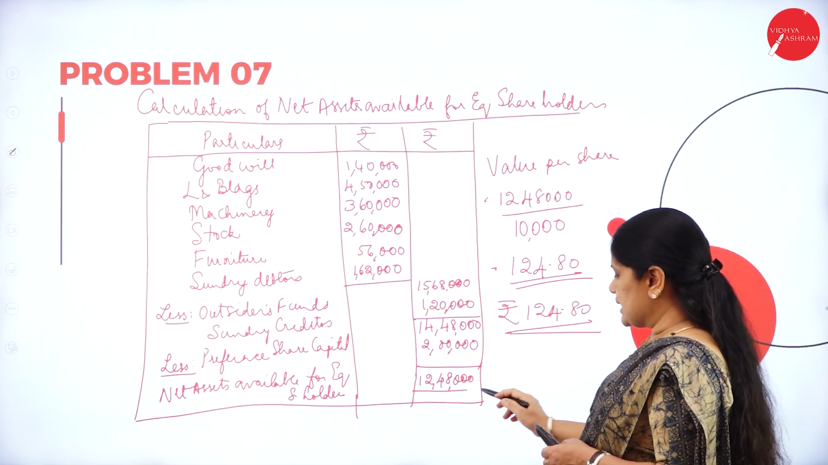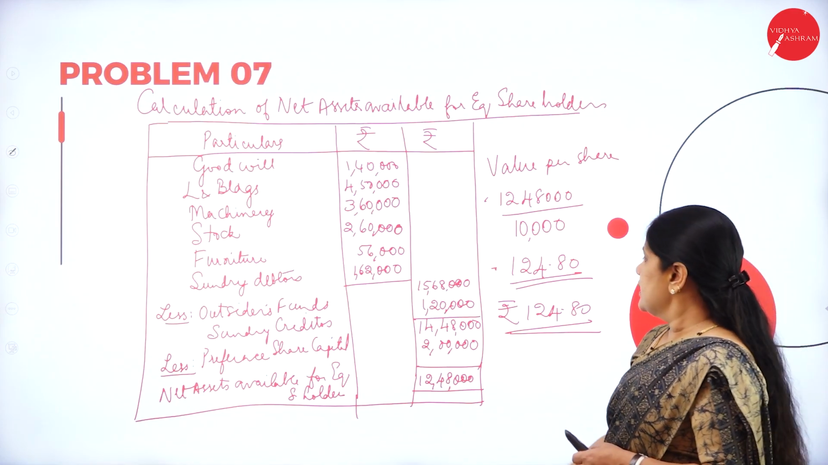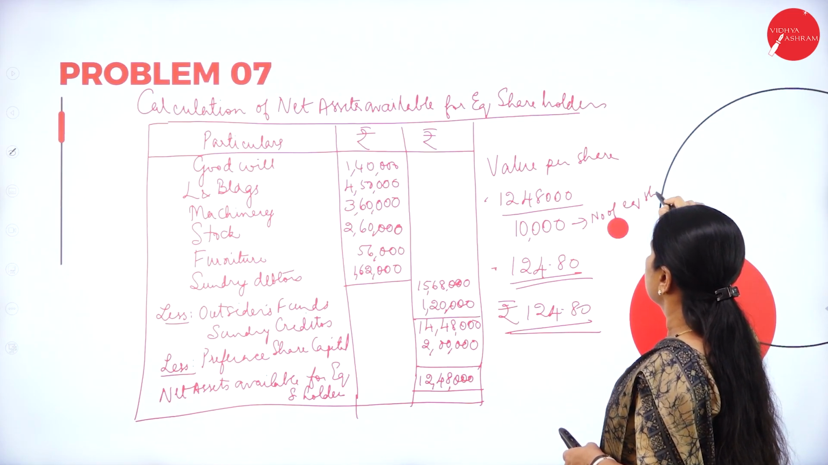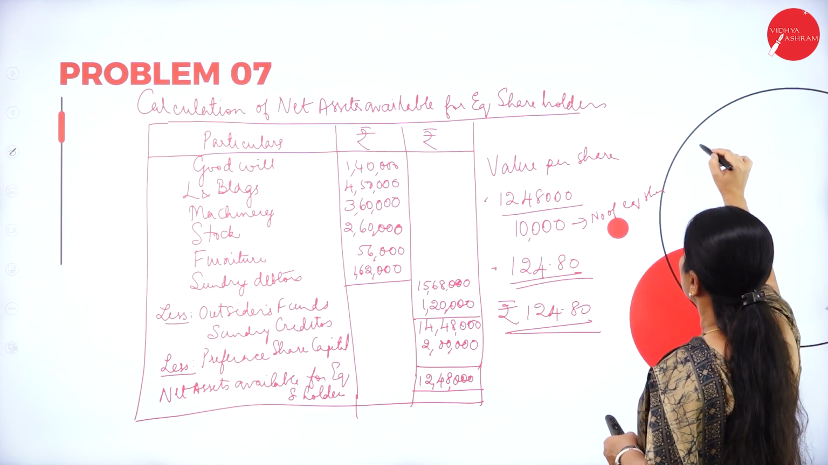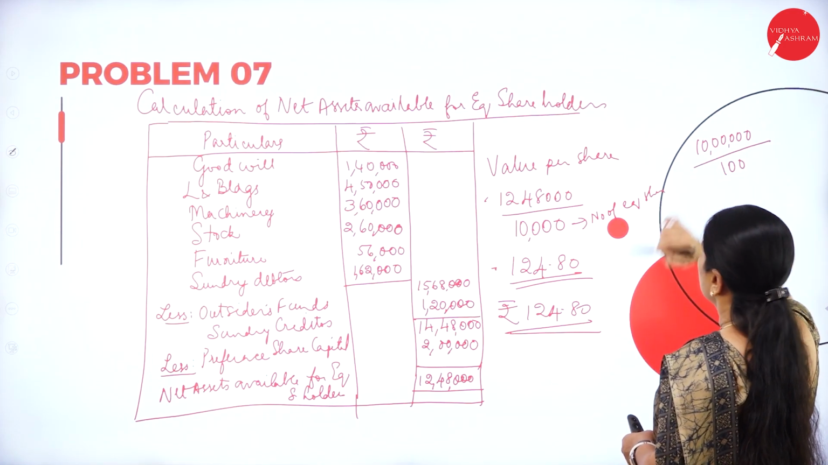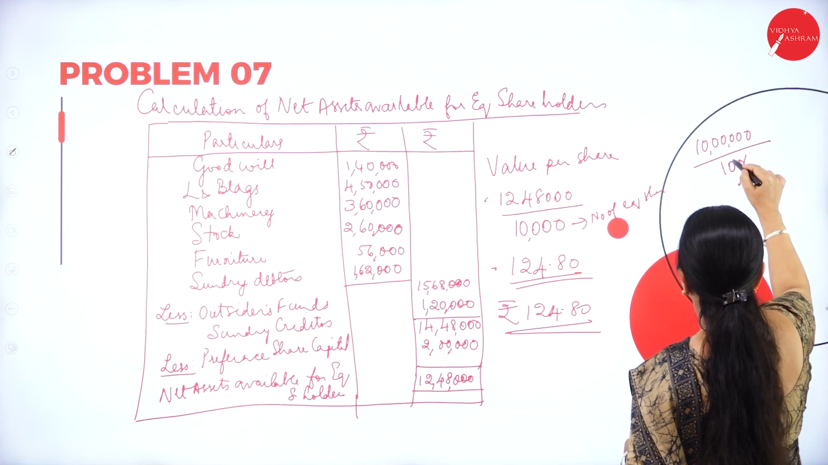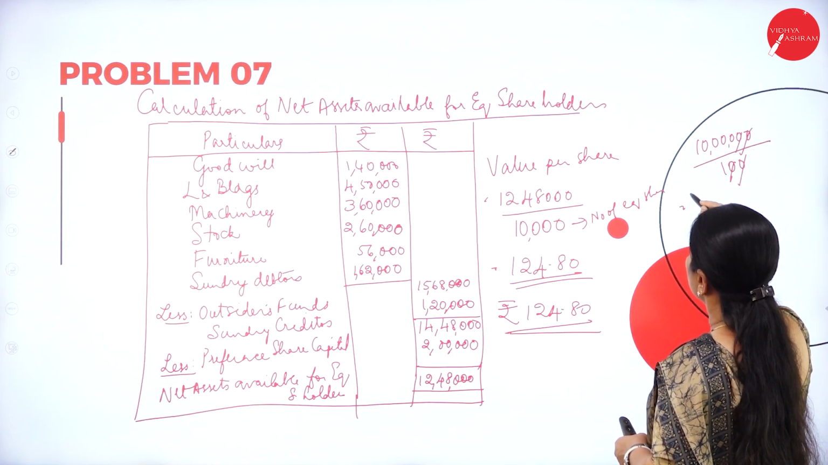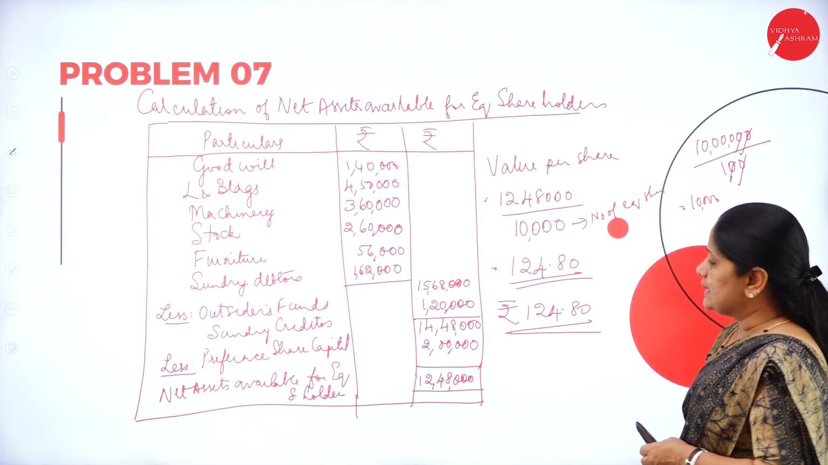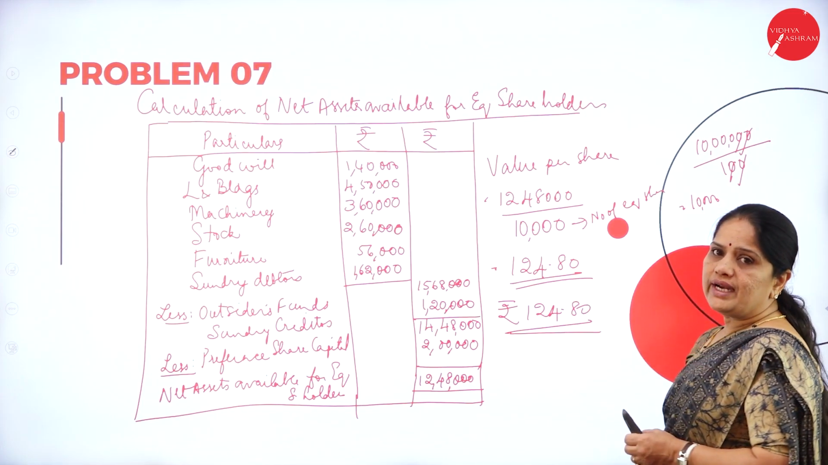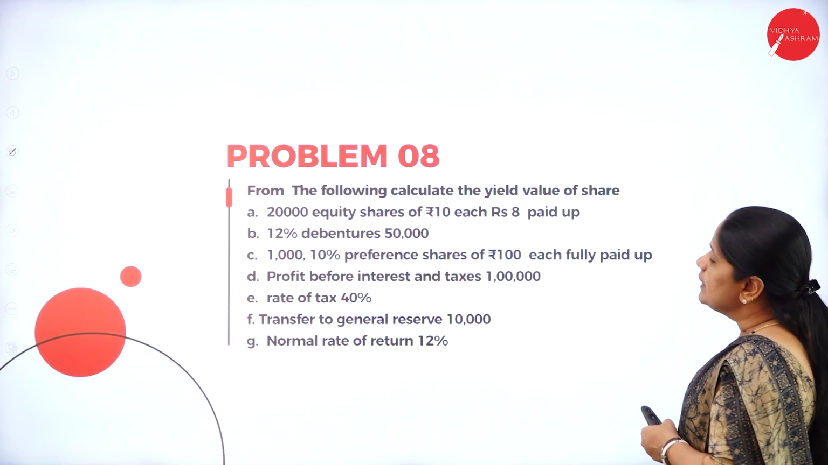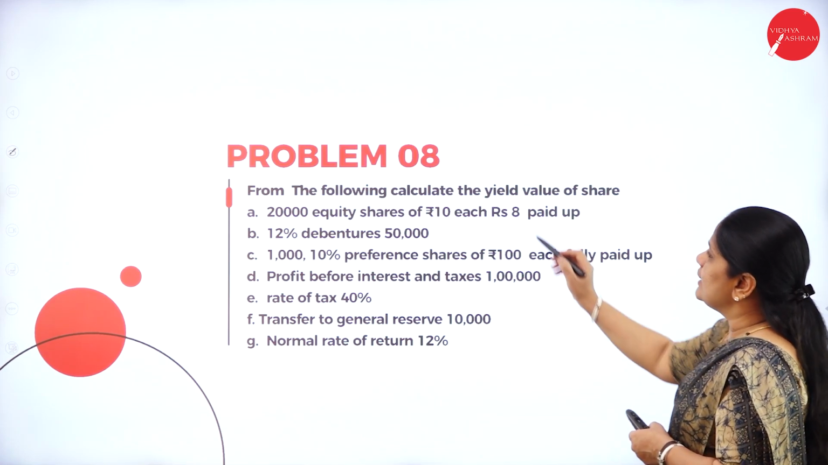So, we divide the assets available for the equity shareholders by the number of equity shares. Now, how do we get the number of equity shares? Equity share capital is 10 lakhs divided by the price of each share. So, the price of each share is 100. So, the number of equity shares becomes 10,000. So, 12,48,000 divided by 10,000, I get 124.80. This is the value per share. Now, the next problem here. From the following, calculate the yield value of the share.